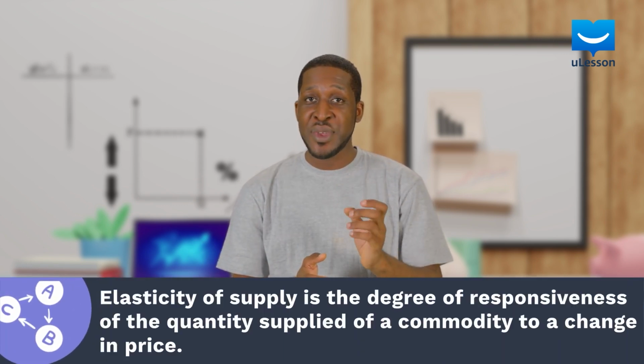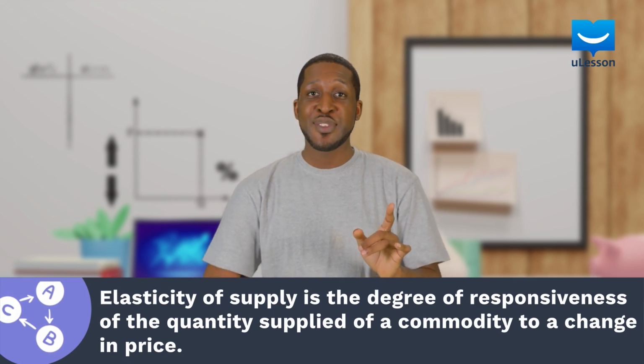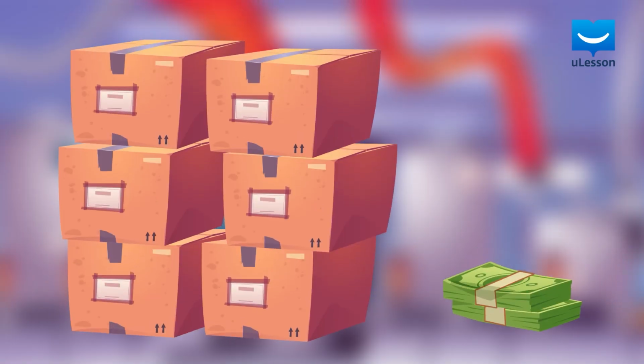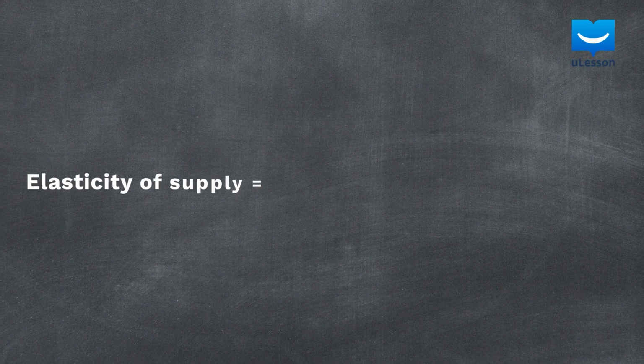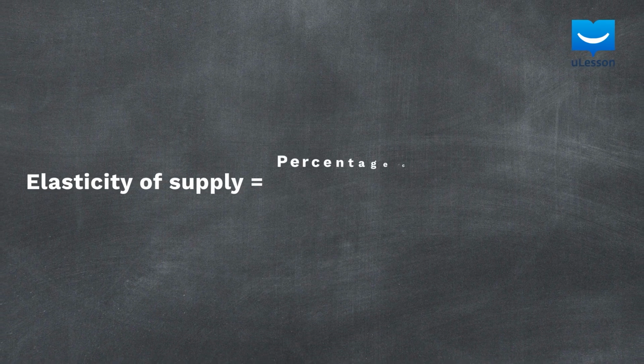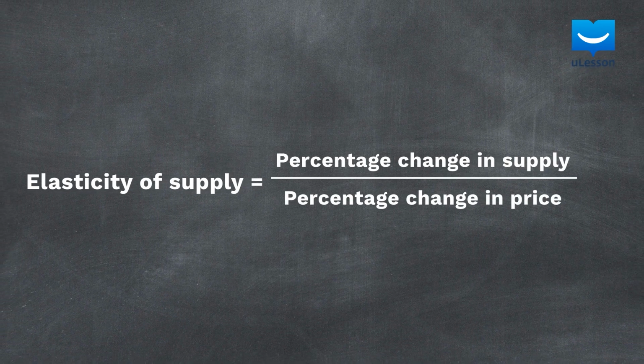The elasticity of supply is defined as the degree of responsiveness of the quantity supplied of a commodity to a change in price. It measures the extent to which the quantity of a commodity supplied by a producer changes due to a little change in the commodity's price. The elasticity of supply is a percentage change in supply divided by a percentage change in price.